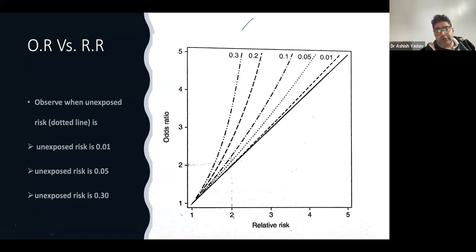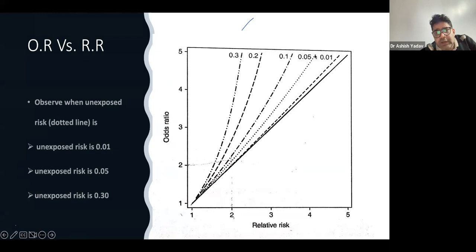When the risk in unexposed population is 1%, you can see that more or less it is close to the line of equality. When the risk in the unexposed population is 5%, you can see that for an RR value of 4, we are getting an OR value which is around 4.5, above 4.5, 4.7 exactly.